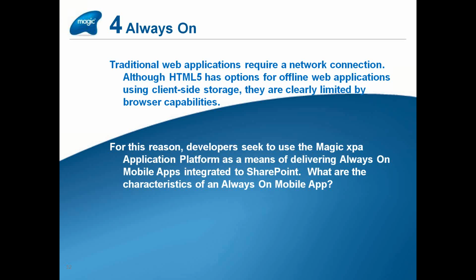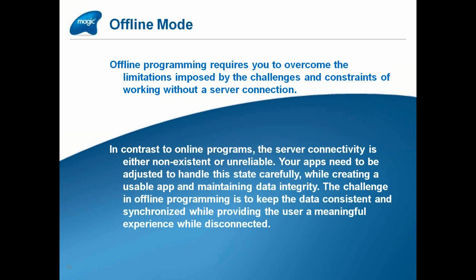So we want to look at what we're talking about when we talk about always-on. Offline programming requires you to overcome the limitations imposed by the challenges and constraints of working without a server connection. We've all experienced it. Smartphones lose their connection. No service available. You don't have 5 bars. You've got 1 bar or half a bar or whatever. When you're in those situations, you need to be able to go offline in order to continue using an application that is normally connected to a server where much of the work is being done.